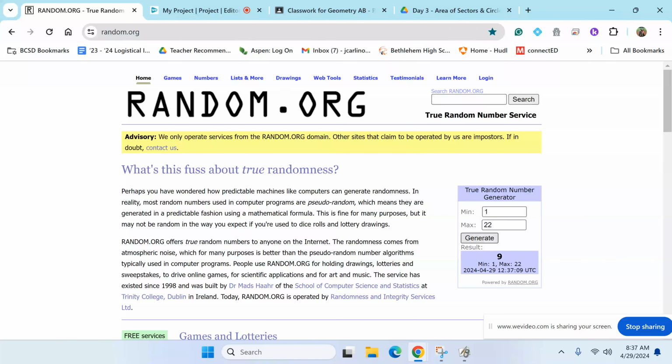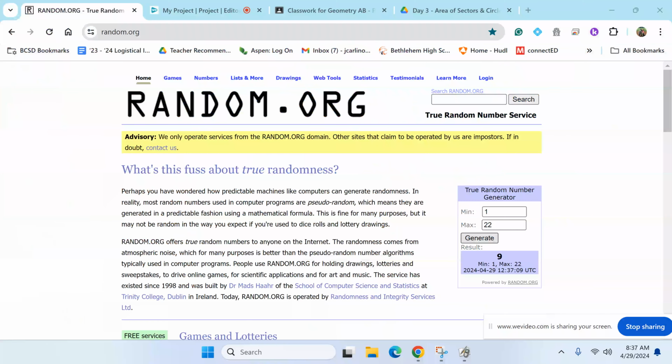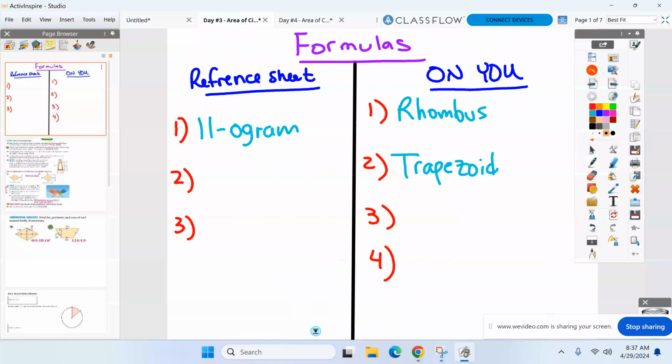Let's go, Vinny. Trapezoid, on you. Along with the rhombus. That's not given on the formula sheet. Trapezoid. What else are we going to need here next week? Jonathan? Circle, given. That's given.